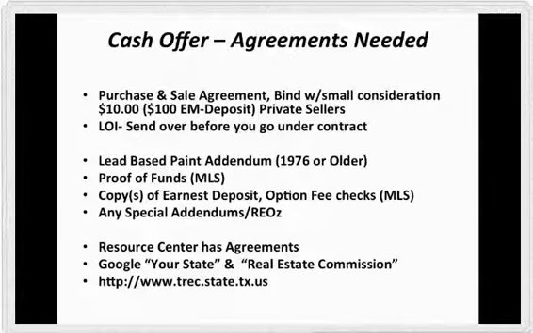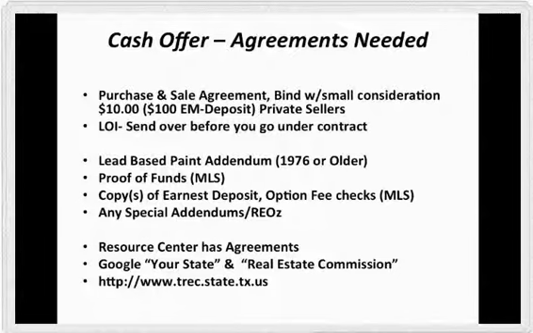But moving down here, if these houses are older than 76, I think it's either 76 or 77, you'll definitely need to get a lead-based paint addendum signed. If you're making offers on the MLS, you're most likely going to need a proof of funds letter, and copies of earnest deposit and option fee checks.